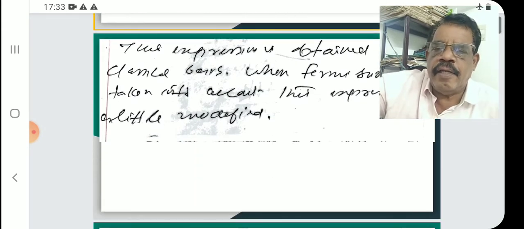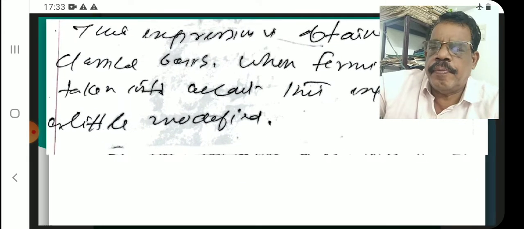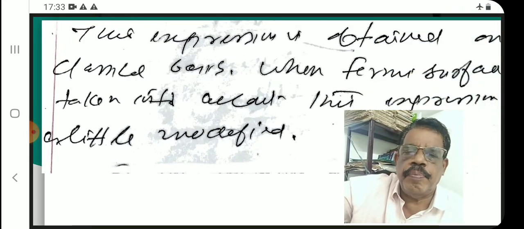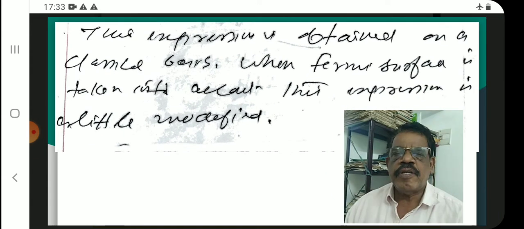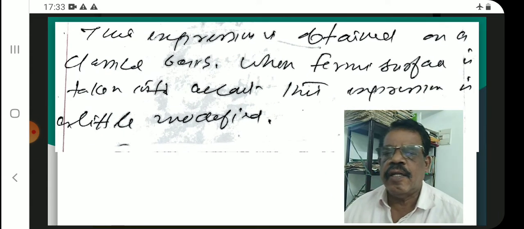And next point is, this expression is obtained on a classical basis.